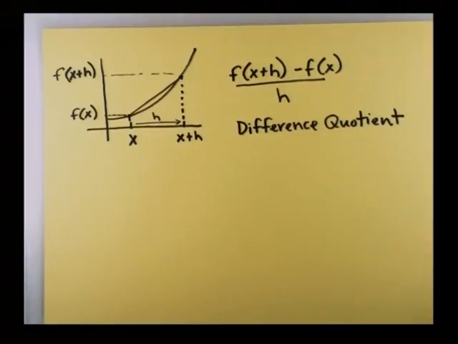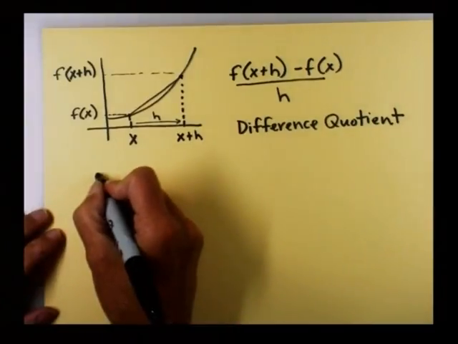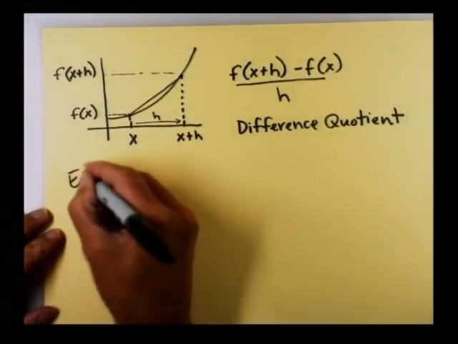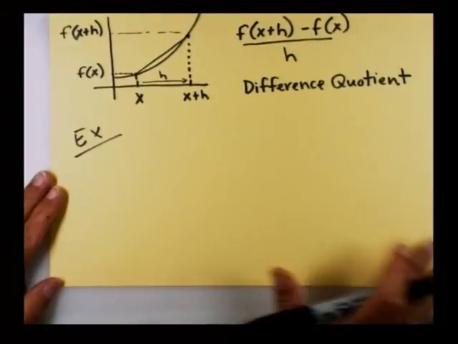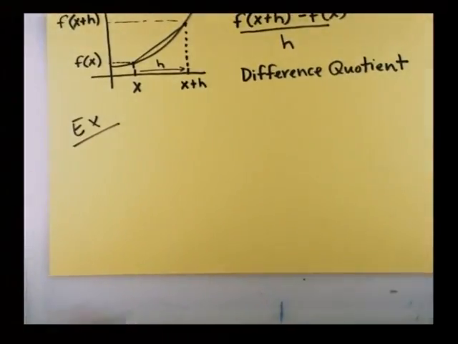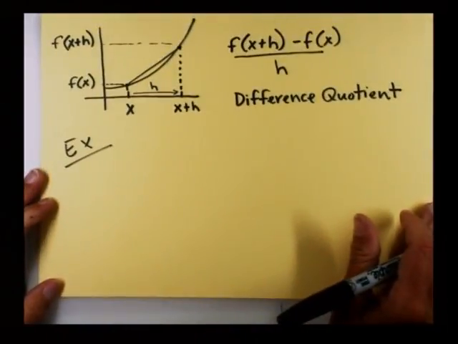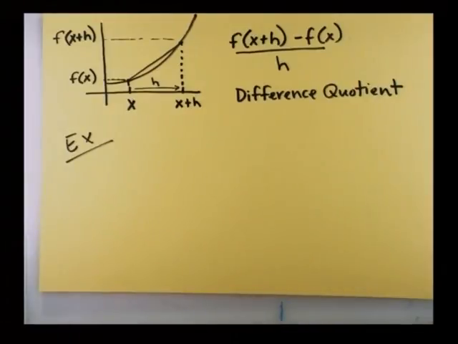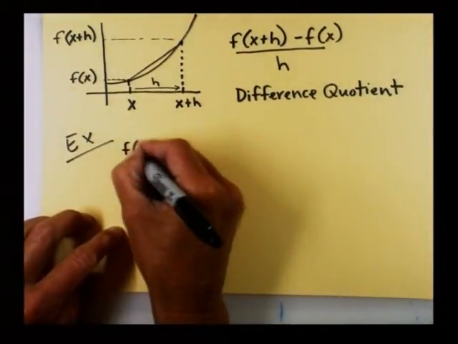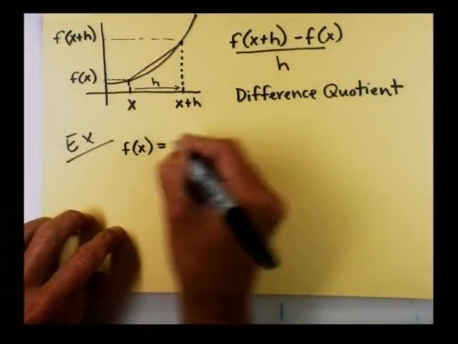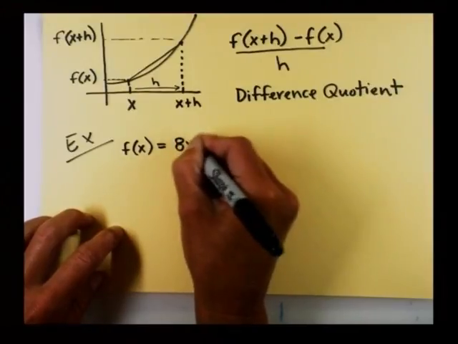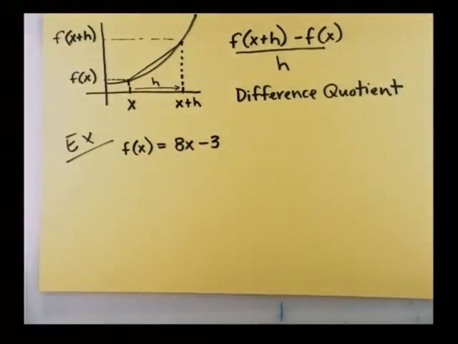Now, how we deal with that algebraically, let's go through a few examples here of finding the difference quotient using some of our algebra. So, example 1. We'll take a few of these so you can get a little more comfortable with it and working with our difference quotient. Example number 1, we're going to take a function, and we'll start with a fairly simple one to begin with. Let's just take 8x minus 3.